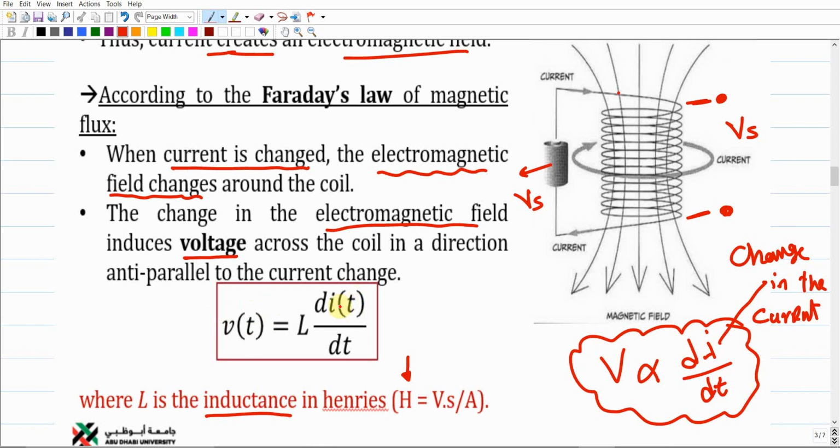Again, in case the current is constant over time, meaning we have DC current, there would be no voltage generated. So the volt will be 0 in this case, if the current is constant over time.